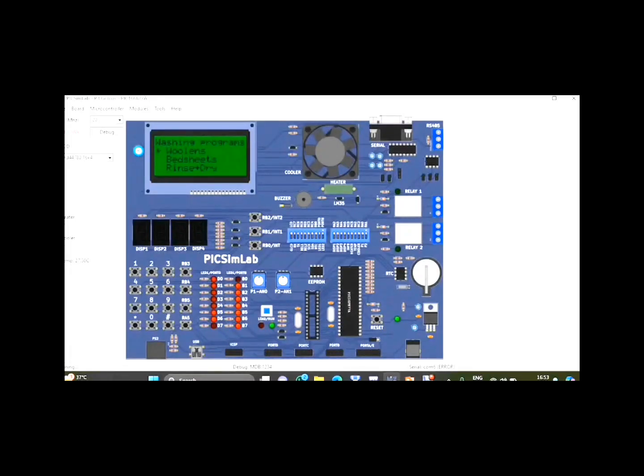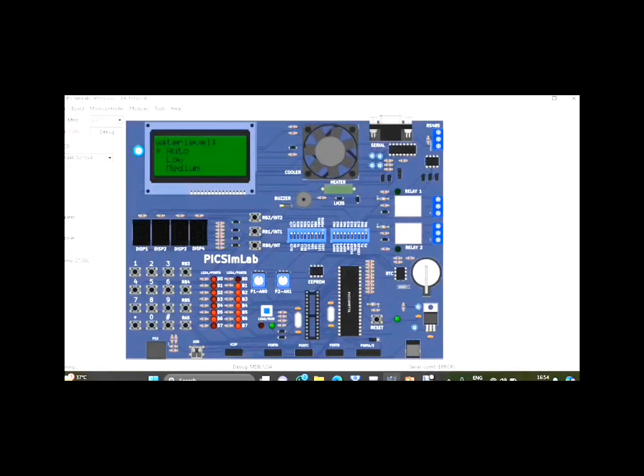This is the water level. In water level, there are 3 modes: low, medium, high. I'm selecting this, then we select auto. Auto is selected for the timer. The timer is on. Washing is going on. Washing the clothes is showing.